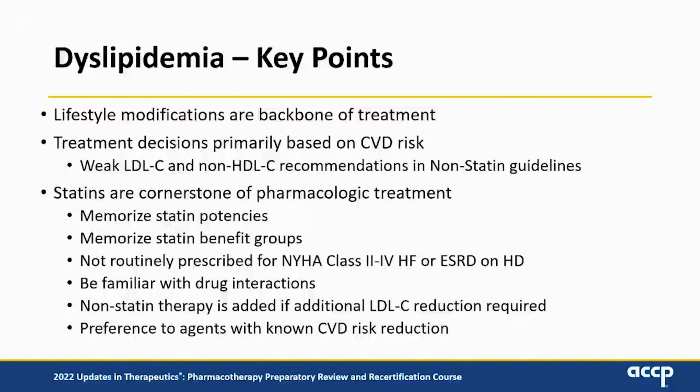So key points, lifestyle modifications are the backbone. Treatment decisions are based primarily on cardiovascular risk. Weak LDL and non-HDL recommendations do exist for goals that we want to achieve. Statins are the cornerstone. Know your intensities. Know which patients should get what intensity. Remember that not all patients with comorbidities necessarily have to be on a statin, so CKD alone or heart failure alone is not enough that they necessarily need to be on a statin. And then watch for drug interactions and know when to add on additional therapy.